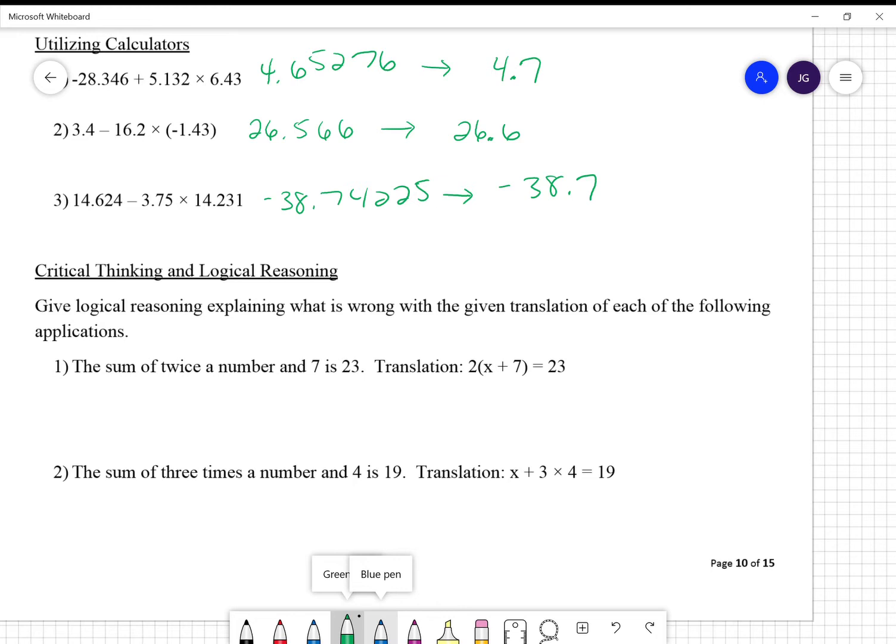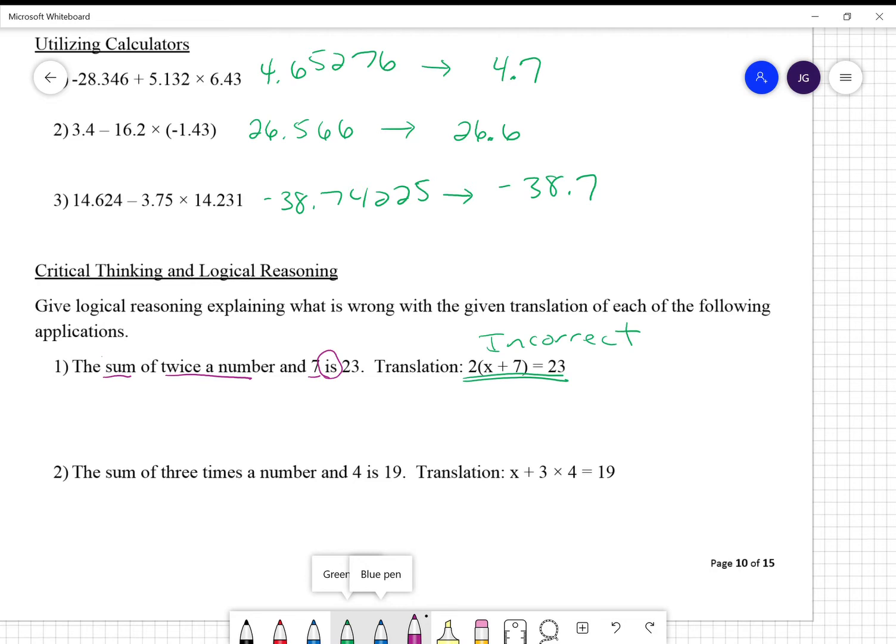Okay, critical thinking and logical reasoning. Again, these are extremely helpful. If you can do these, that really shows that you understand the process and understand what is going on mathematically. Give logical reasoning explaining what is wrong with the translation of each of the following applications. So you are told that the translation is incorrect. You're supposed to explain what's wrong with it. The problem for number 1 says the sum of twice a number and 7 is 23.